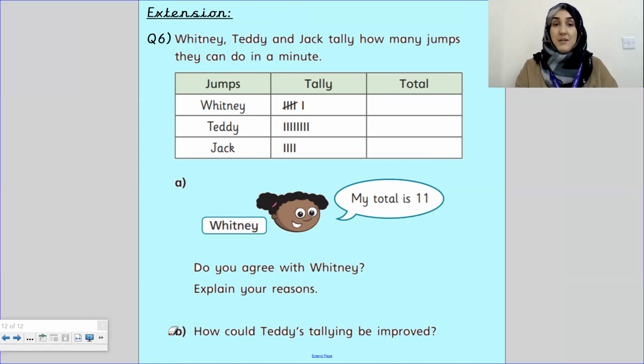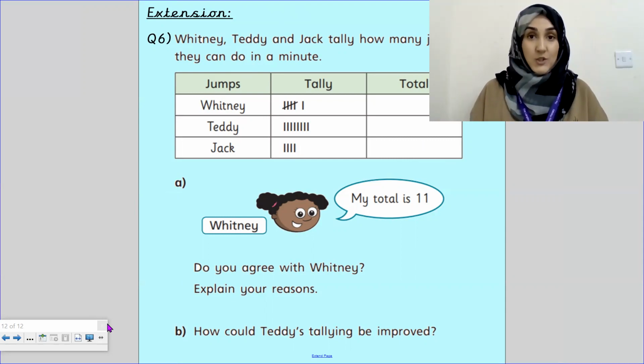Okay, Mara's class, I hope you have enjoyed this lesson on tally charts and tally marks. This is our first lesson for this new topic that we are learning this term. If you are confused at any point, or if you feel like you've really struggled, then please rewind the video and watch the examples again.